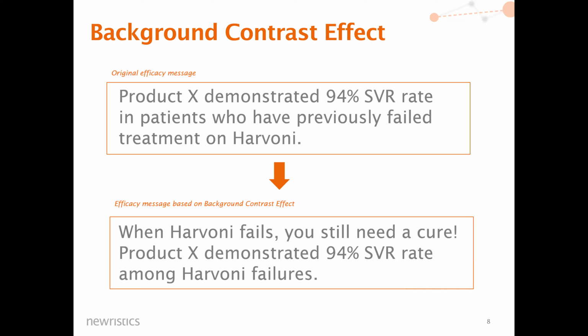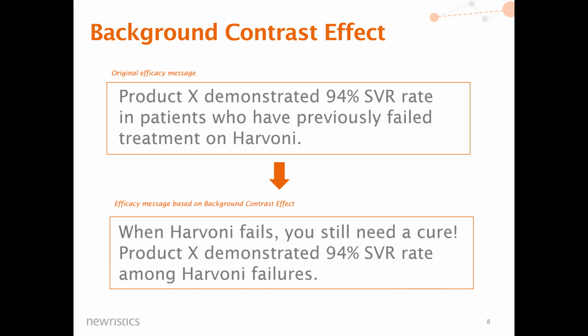One example could be: when Harvoni failed, you still need a cure. So if you're a physician treating Hep C today, it's becoming an expectation that you will cure the patient now. The patient walks in the door increasingly with that expectation. And so therefore, if you can't cure the patient with Harvoni, you still need to find a way to cure that patient. And now the same data, the same information, 94% SVR rate, is being presented, but with a different background, it can have a different impact.